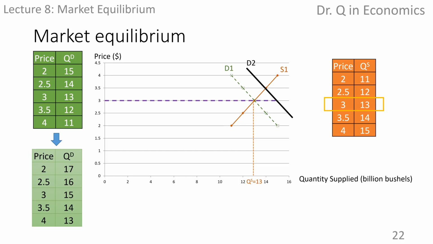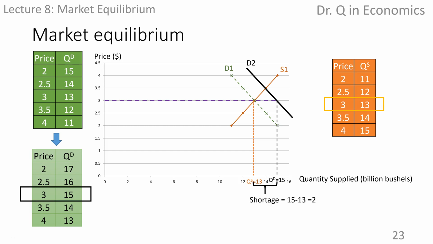But the quantity demanded changes now. At the price of $3, the quantity demanded has to be found at a new demand curve, which is 15. The quantity wanted to be and able to be purchased by consumers, 15, is higher than the amount willing to be supplied by sellers, 13. This gap is shortage, and it equals 2 billion bushels.